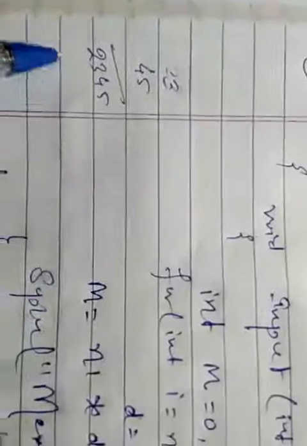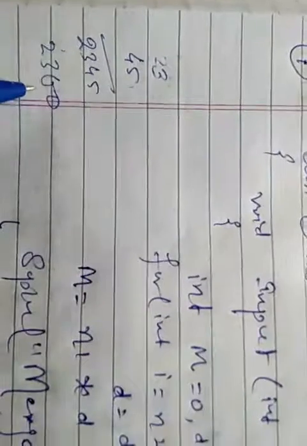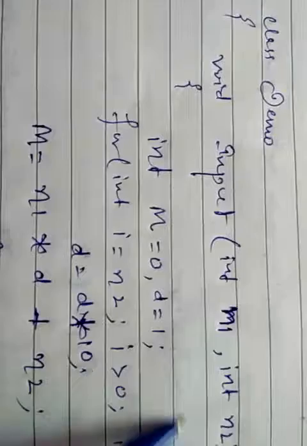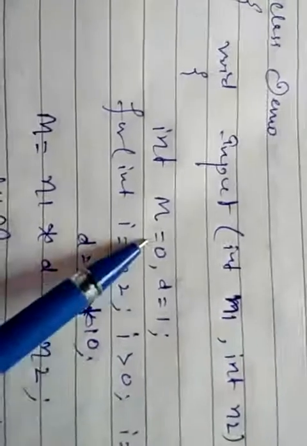So first 23, if the second number has two digits, this should become 23 into 100, and add this to 45, so this will come 2 3 4 5. So now we are inputting integer n1, integer n2, m for the merged number, and d for making the tens or hundreds or thousands for this.